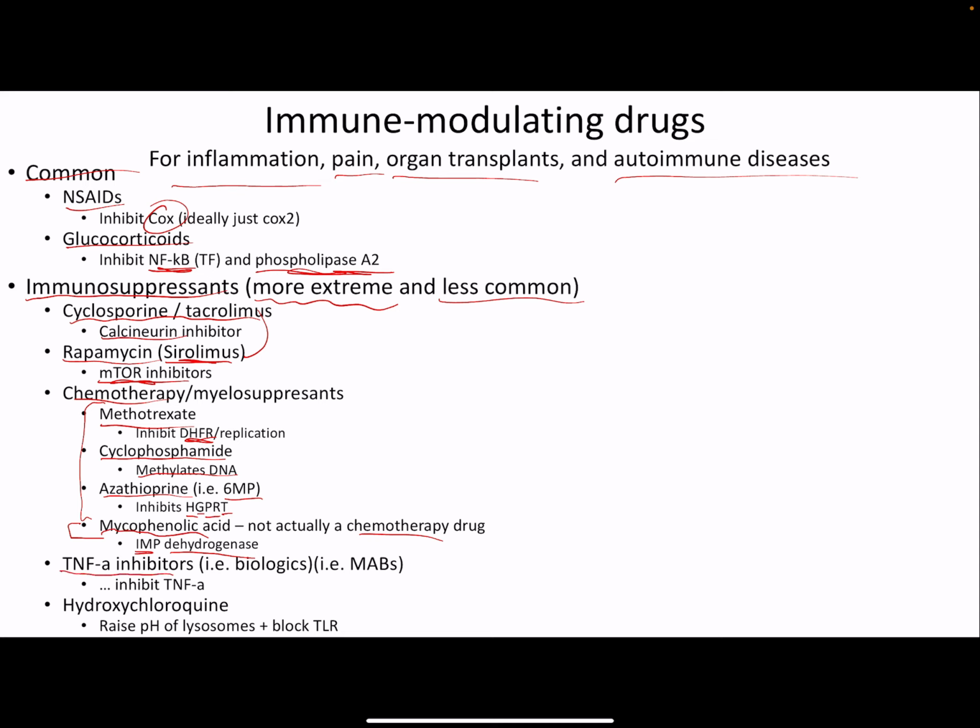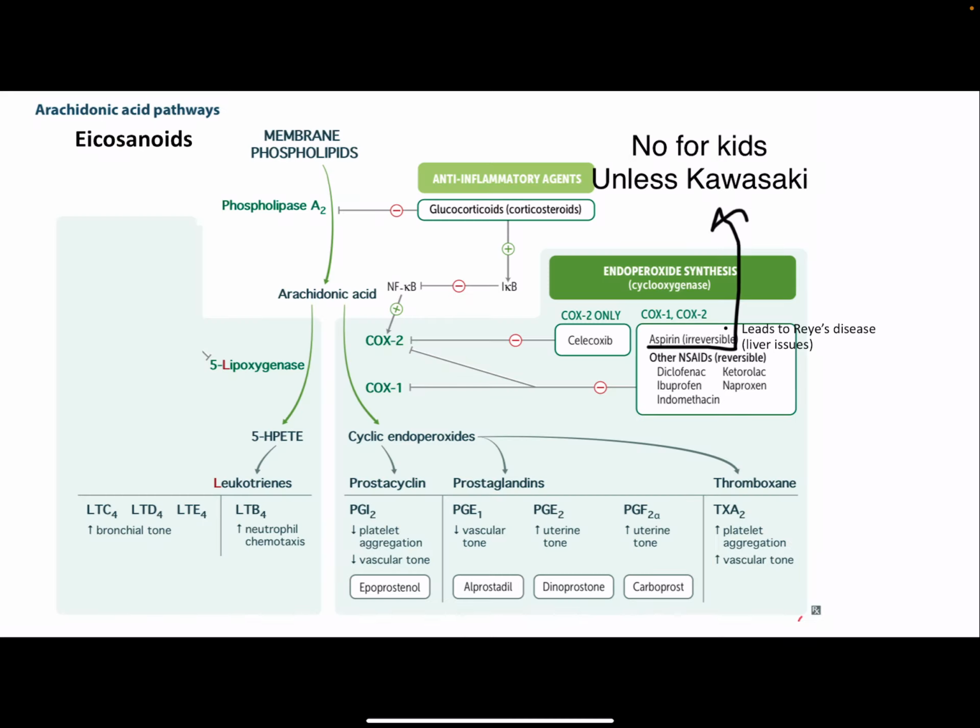TNF alpha inhibitors, things like you might have heard of Humira, different biologics. These are monoclonal antibodies usually, which are going to inhibit tumor necrosis factor alpha, which is the first step in the inflammatory response. Hydroxychloroquine raises the pH of lysosomes and it blocks toll-like receptors on the B cells. Hydroxychloroquine was a debatable thing. Does it help with COVID? Does not. But it's a malarial medication.